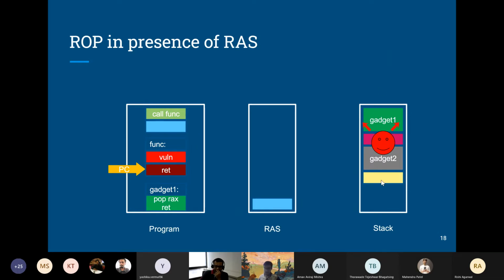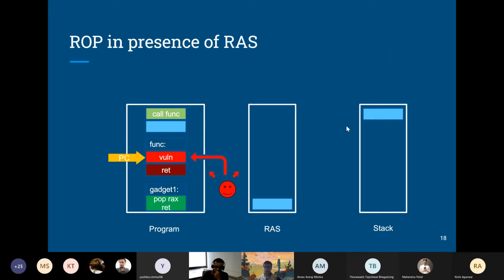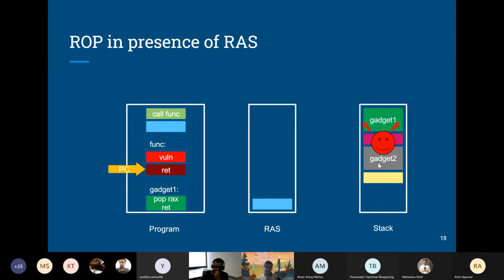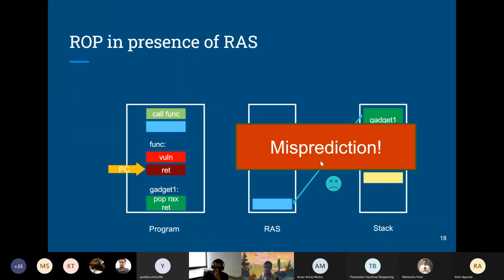Stack will contain this because that's what the attacker did. Earlier it contained this return address, but that's now been modified, while RAS still contains this old return prediction. And now you can clearly observe that these two are not matching, basically a misprediction.